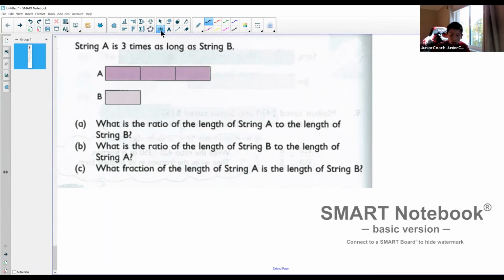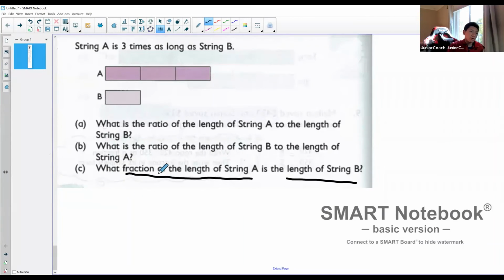Everyone seems to have gotten the correct numbers. All right, yeah. But I don't think you're reading the questions correctly. It's asking the fraction of length of string A and length of string B. So we've got to be very careful with what they're asking.